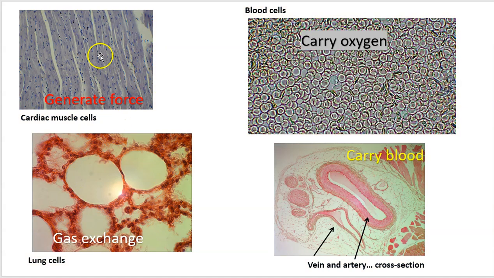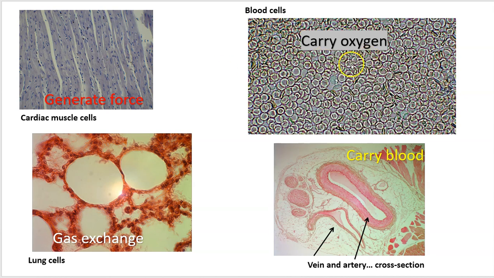Let's take a look top left here, muscle cells. This is cardiac muscle under the microscope. The function of these cardiac muscle cells is to generate force. Of course, that's the contracting force that will squeeze the ventricle to a smaller volume and expel blood.